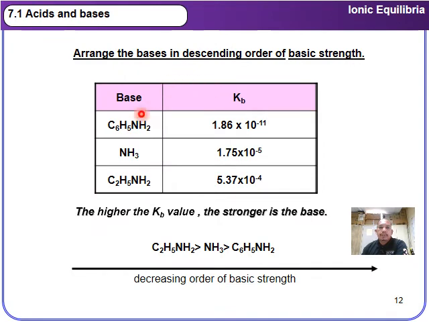Here are a few examples related to bases, such as C6H5NH2, NH3, and C2H5NH2, each having their own Kb value. As we can conclude here, the higher the Kb value, the stronger the base. For example, C2H5NH2 has the highest Kb value, while C6H5NH2 has the smallest Kb value. The decreasing order of basic strength is shown here.